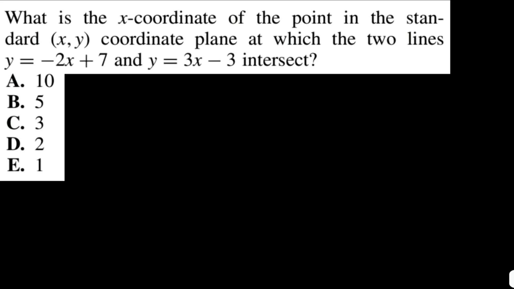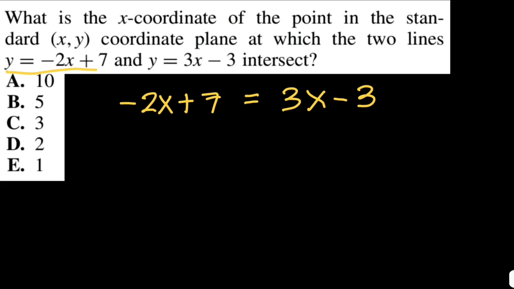What is the x-coordinate of the point in the standard xy coordinate plane at which the two lines y equals negative 2x plus 7 and y equals 3x minus 3 intersect? Now to find the x-coordinate where the lines with the given equations intersect, we just have to set the two equations equal to each other to solve for the value of x. So we can equate negative 2x plus 7 and 3x minus 3.